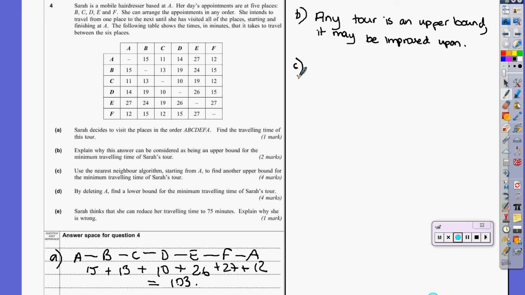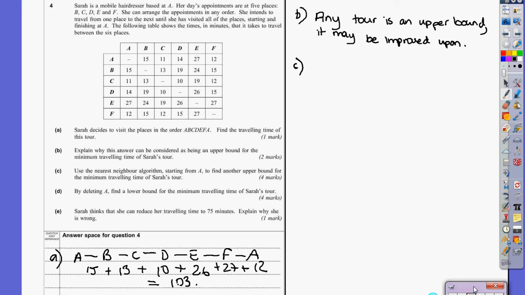Use nearest neighbour algorithm. In nearest neighbour, you don't necessarily have to use a table. And I can see down here as well, they're going to tell me to do a minimum travelling time, so I'm going to have to do Prim's on the table. If they give you both, that's great, but the reality is they might not. So think about it. Nearest neighbour is literally, I'm going from this one to this one to this one.